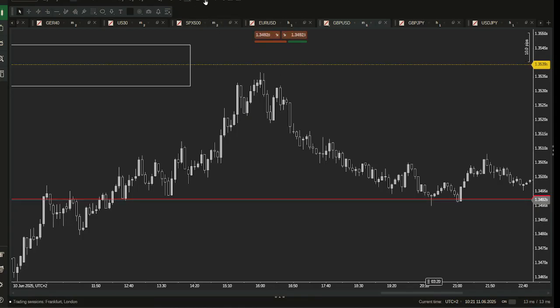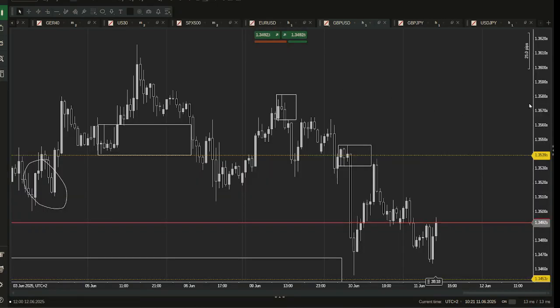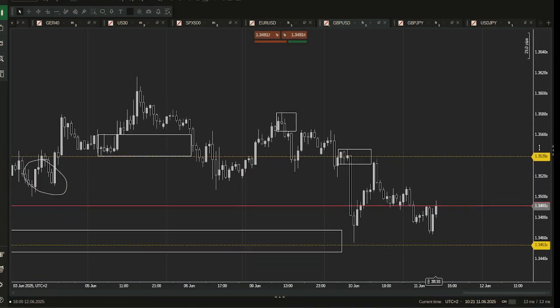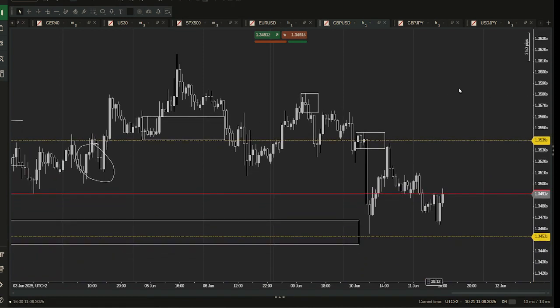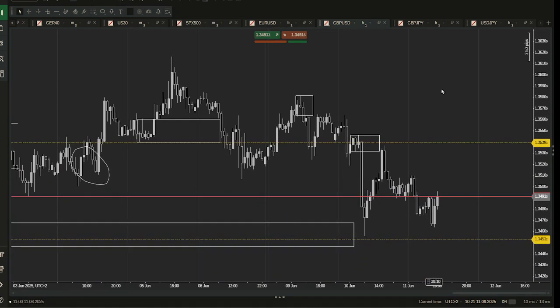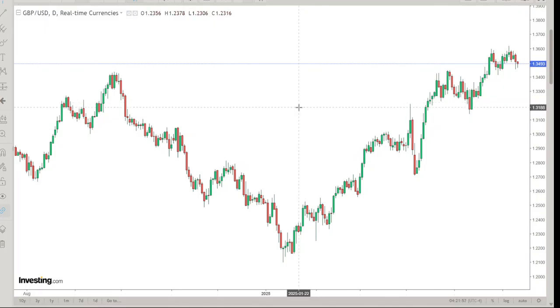So for now, not much happening. We'll see what price will do later on today. I thought, since nothing is happening, I'll just go over some ideas, right? I'm gonna draw some. I'm gonna use this tool to show some things.